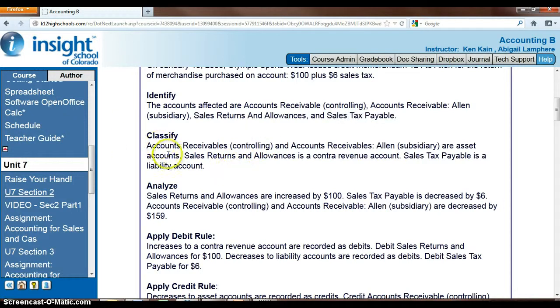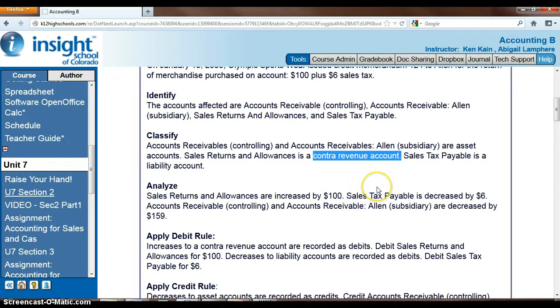So now we need to classify these accounts. We said we're using accounts receivable, both controlling and subsidiary. They're both asset accounts. Okay, so that should tell you something about how their T account is set up. And then we're looking at sales returns and allowances, which is a contra revenue account.